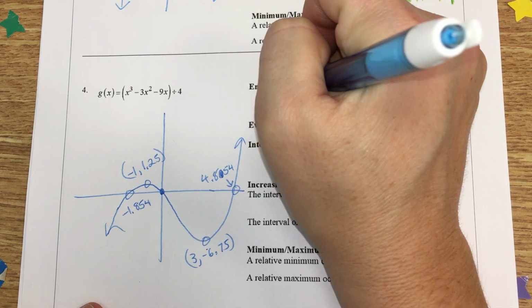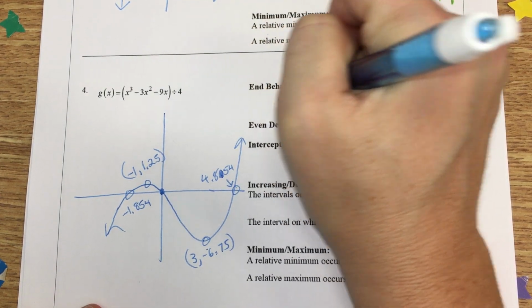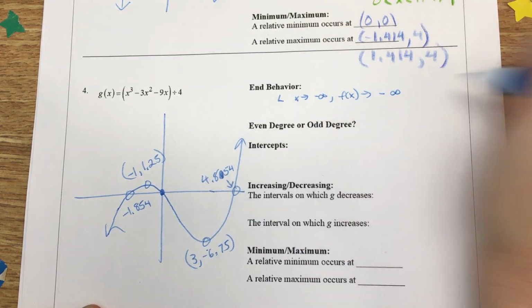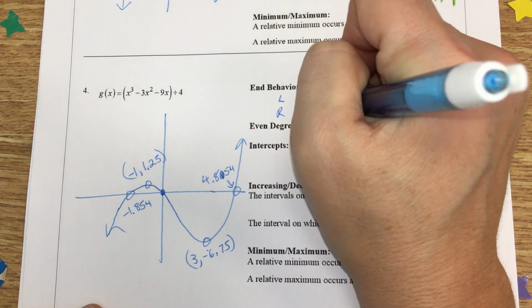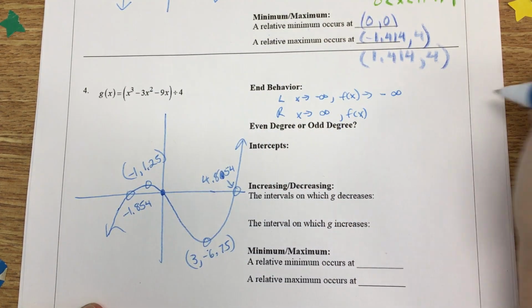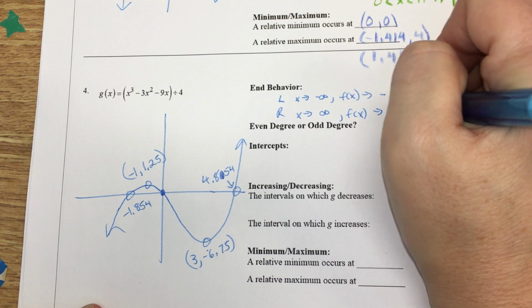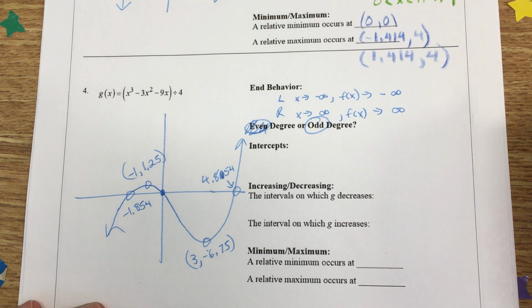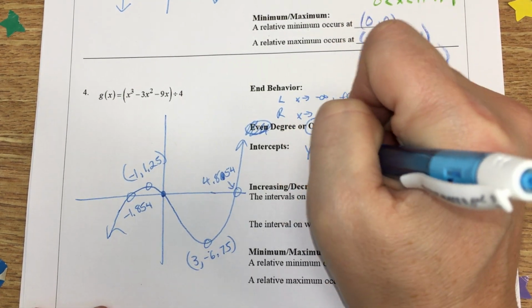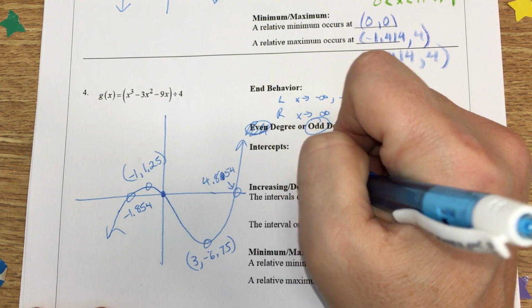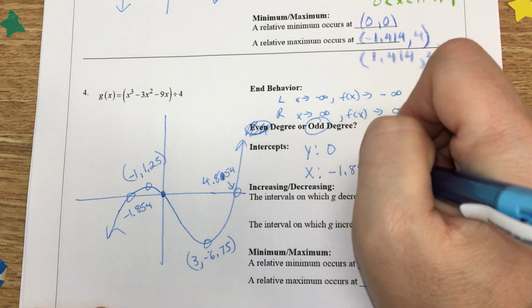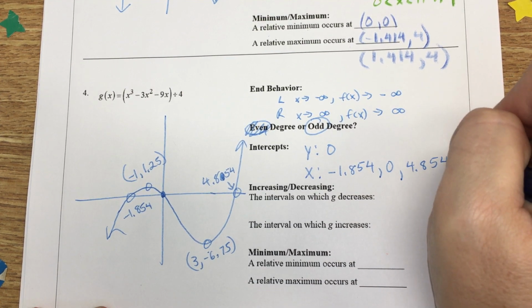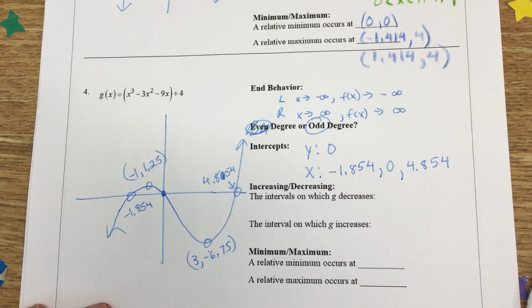So here we go. On the left, as x goes to -infinity, the function goes down. On the right, as x goes to infinity, the function goes up. It's an even degree, oh, wow, I'm an idiot. It's an odd degree function. So intercepts, I have a y-intercept of 0. I have 3 x-intercepts, -1.854, 0, 4.854.